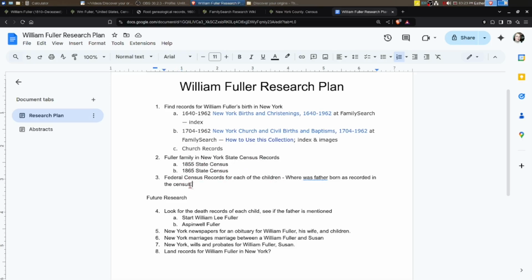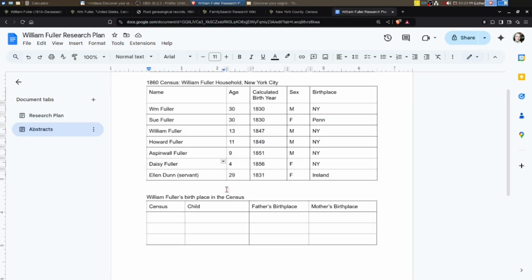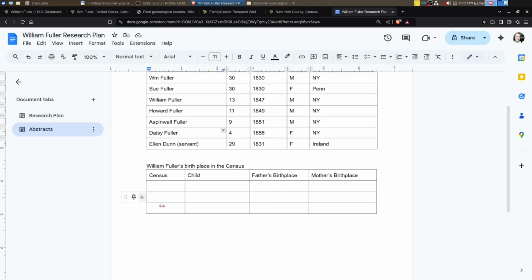And then we do want to go back and look at the federal census records for each child. So these would be census records from when the children are adults, because there are some census years in which the child would report where their father was born. So we want to go and collect that information. And I've created a table here to begin collecting that information. So let me show you what I'm talking about.